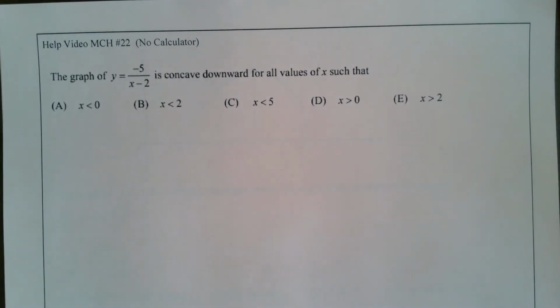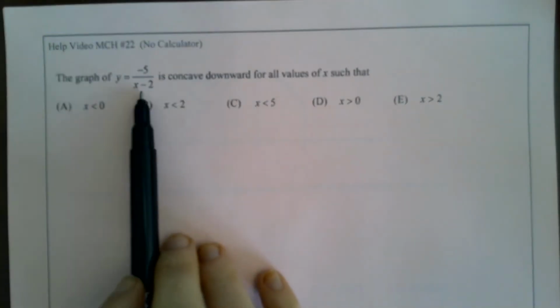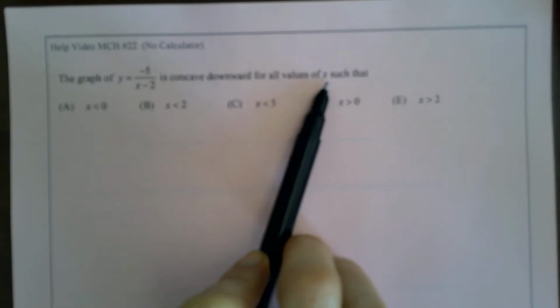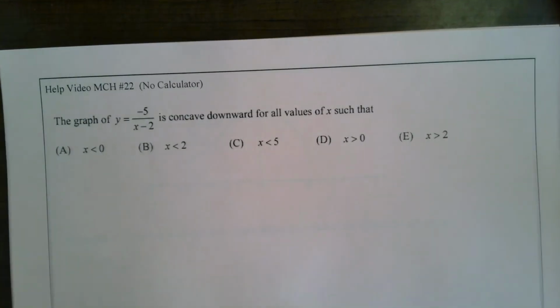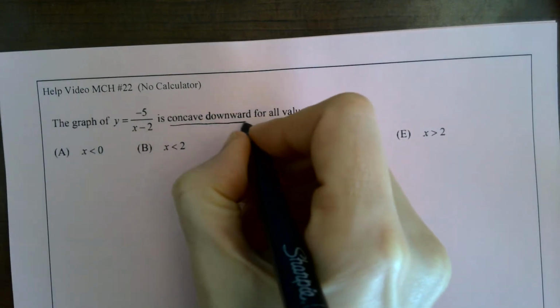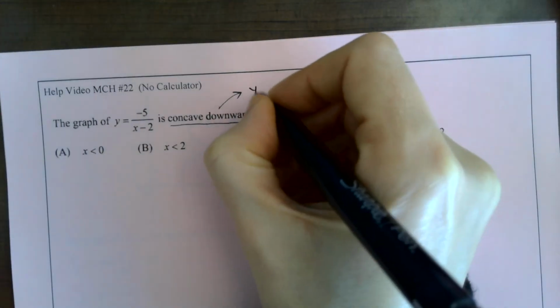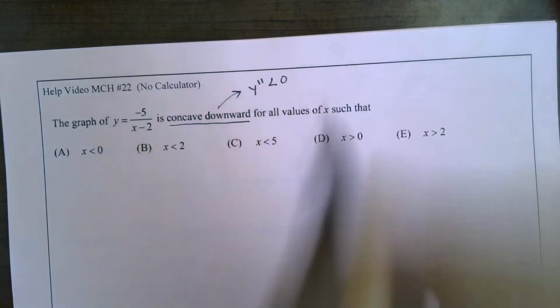Okay, guys, so here we've got this one. And all right, so we've got the graph of this is concave downward for all values of x such that, all right, so these are all Susan's table ones. So concave downward would mean that y double prime is less than 0.